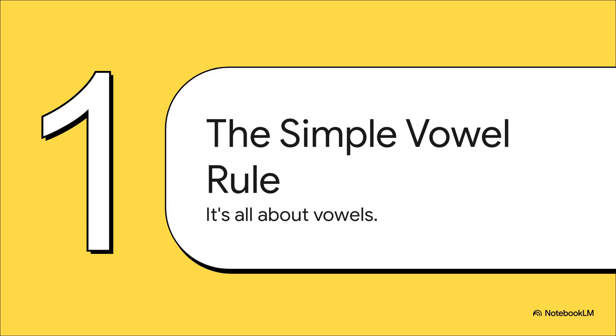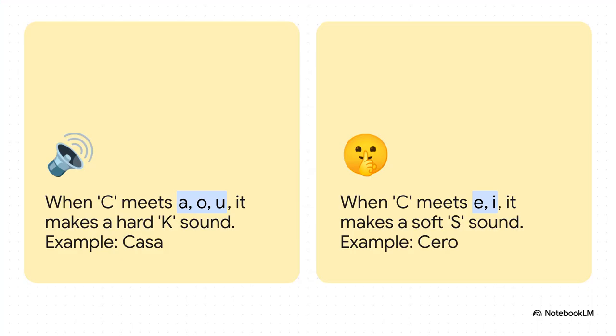And that brings us to the heart of it all. It's just a simple vowel rule. That's it. No need for complicated charts or trying to memorize a million exceptions. The only key you need is to just look at the letter that comes right after the C. Okay, so here it is, the big reveal. When C is followed by the vowels A, O, or U, it makes that hard K sound. Think casa. But when it's followed by an E or an I, it makes that soft S sound, like in the word cero. It's that consistent.